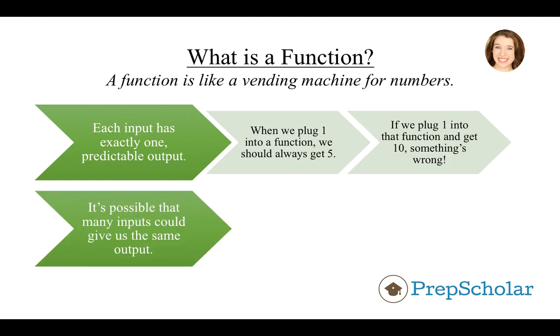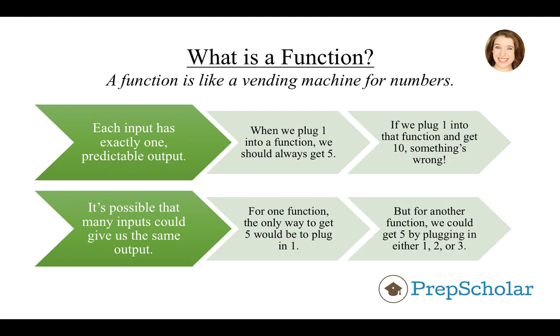However, it's possible that many inputs could end up giving us the same output. So for one function, perhaps the only way to get 5 would be to plug in 1, but for another function, we could get 5 by plugging in either 1, 2, or 3. You can think of it as if there's different vending machines, right? Not every single vending machine I come across in my lifetime will give me Sprite if I press the button A6. Maybe some vending machine will give me something completely different if I press A6.